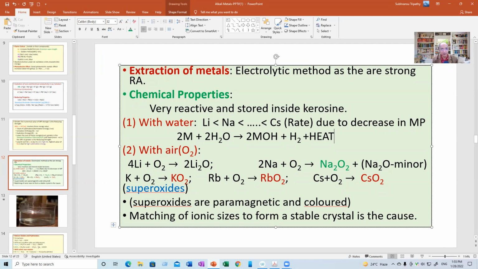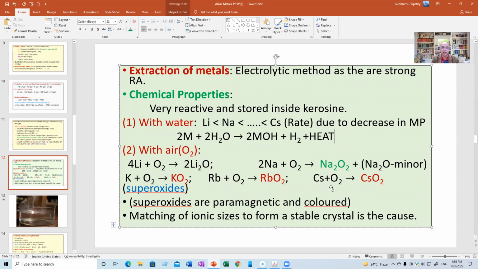So if I am the examiner, I won't give you any mark if you write that lithium has the highest IE, that is why it is reacting the lowest. No, I won't. With oxygen, see how interesting. Lithium gives monoxide, sodium gives predominantly peroxide. Of course, a small minor quantity of oxide, but predominantly peroxide.